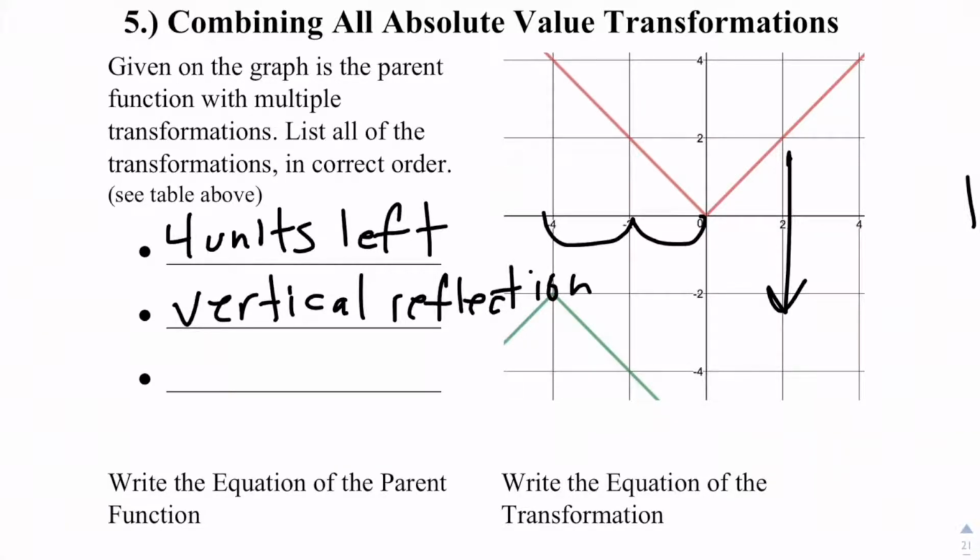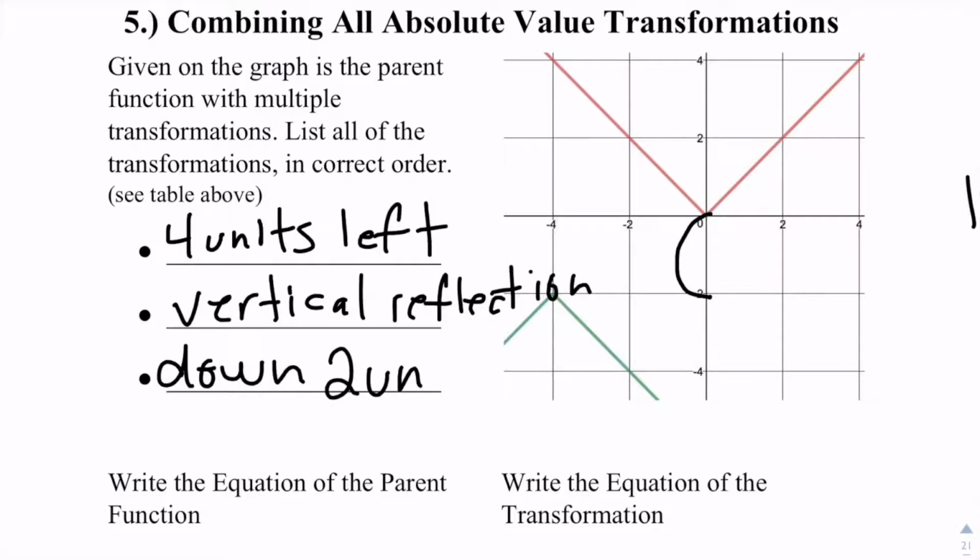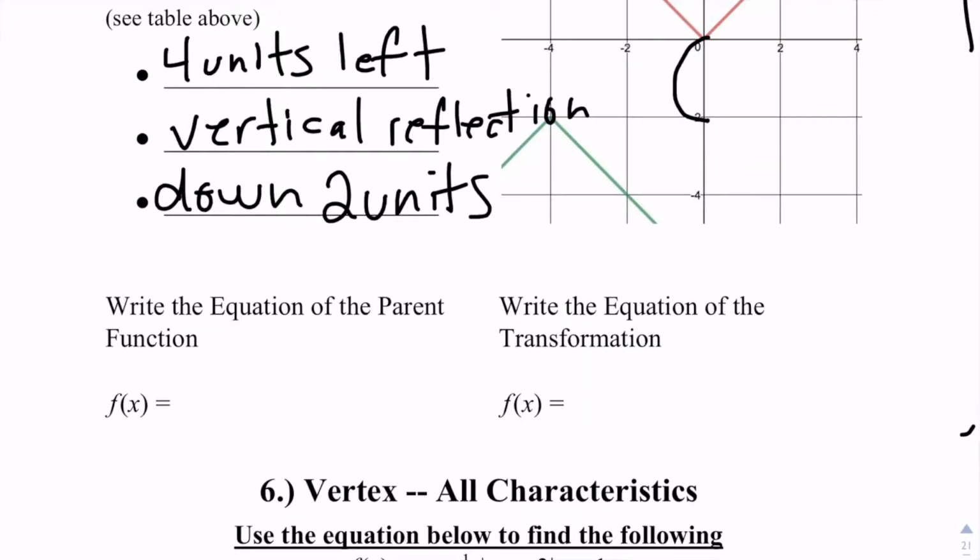And then lastly, we look at the outside stuff, or the vertical transformations, and we can tell that, let me erase this so we can see. We can tell that we started at 0 and we went to -2. So we went down 2 units. And now we can use this information to write an equation for this transformation, for this function.